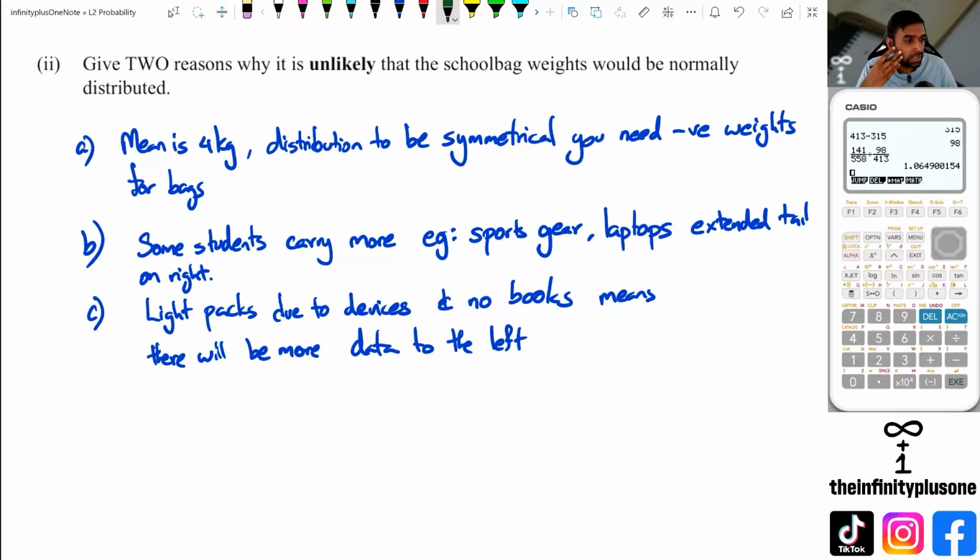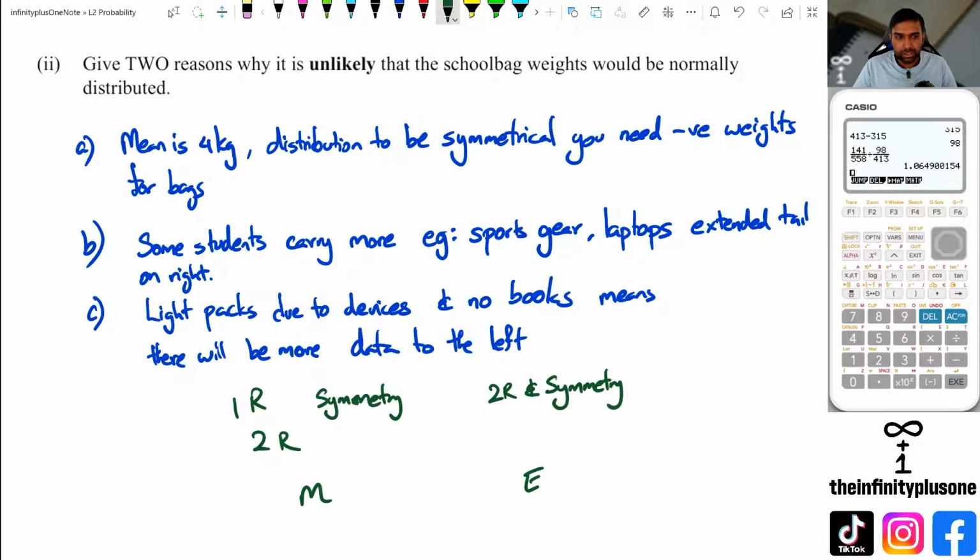So grades wise, I think if you talk about symmetry with one reason, then you could get a merit, or if you talk about two reasons, but you just talk about it. Now, for the excellence, you need to give two reasons and consider symmetry. And I think that should give you an excellence grade for this question. Awesome. That is question 1.